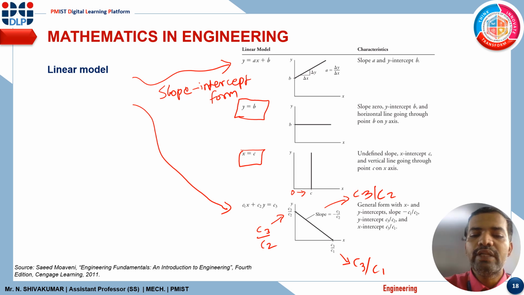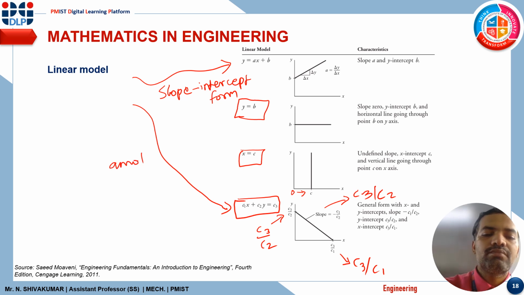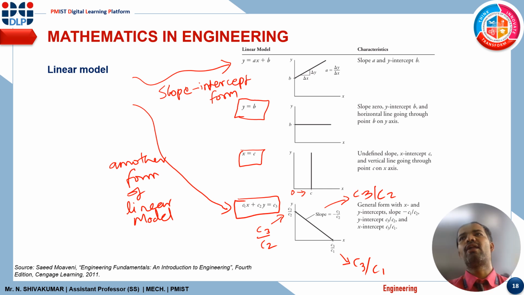If it is in this form, then the correct way of expressing is C1x plus C2y equal to C3. So this is another form of the linear model. Please note it down, all of you.